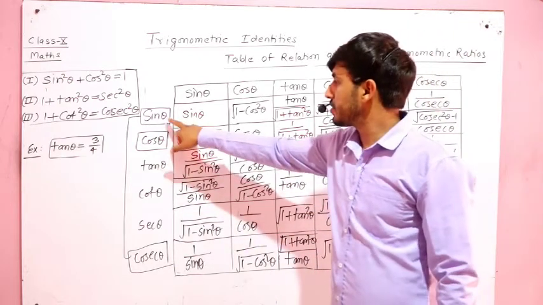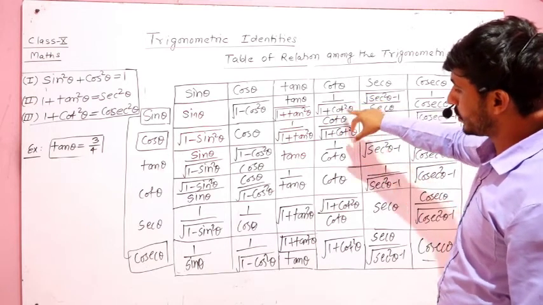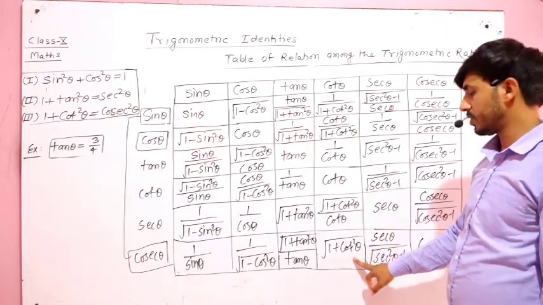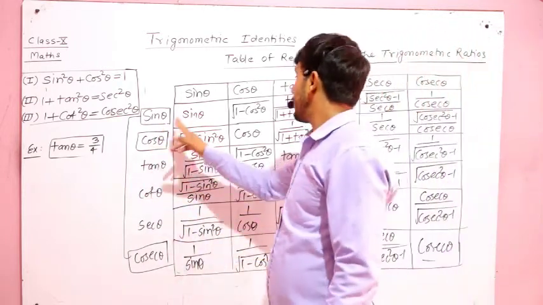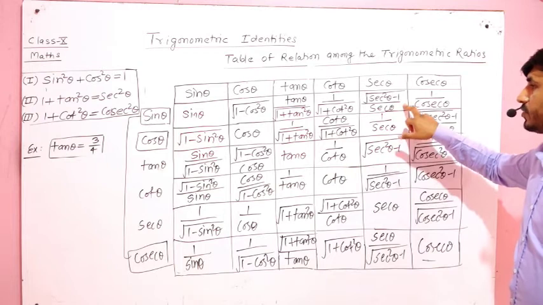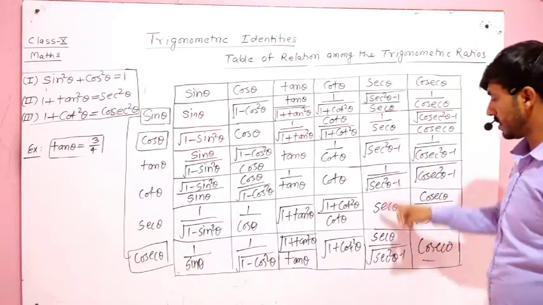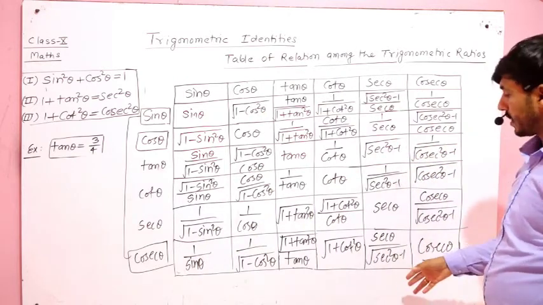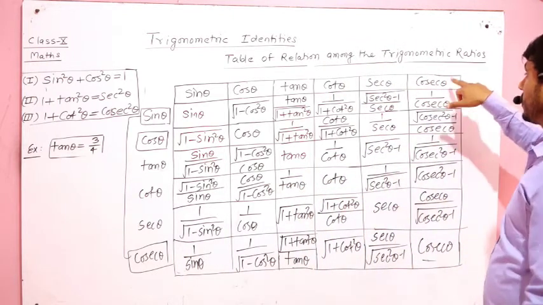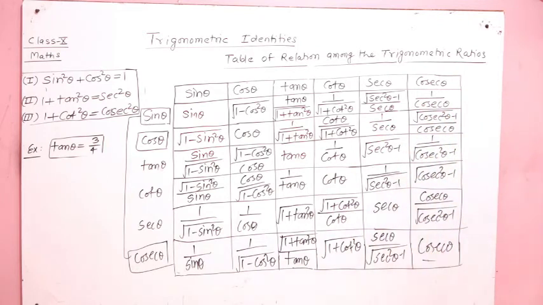Next part, sin theta in terms of cot theta is 1 upon root of 1 plus cot square theta, and cosec theta in terms of cot theta is obtained as root of 1 plus cot square theta. Again, sin theta in terms of sec theta is given as root of sec square theta minus 1, divided by sec theta. And here cosec theta in terms of sec theta is given as the opposite of this function. Again, sin theta in terms of cosec theta is 1 upon cosec theta, and cosec theta in terms of cosec theta is cosec theta, as you can directly obtain.